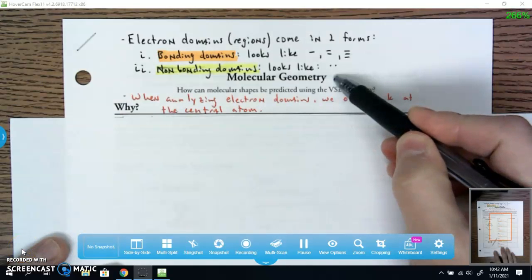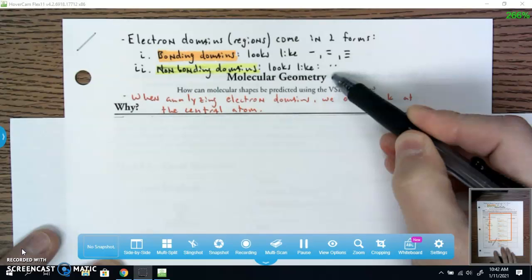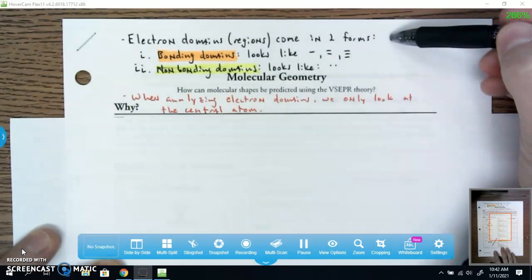Hi everybody, this is Mr. Short. Today you can see we're going to be learning about molecular geometry. I want us to start by taking some brief notes at the top of the molecular geometry POGIL packet. In just a minute I'm going to hit pause, but you can start copying this down.